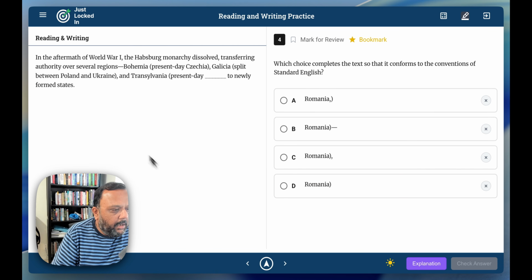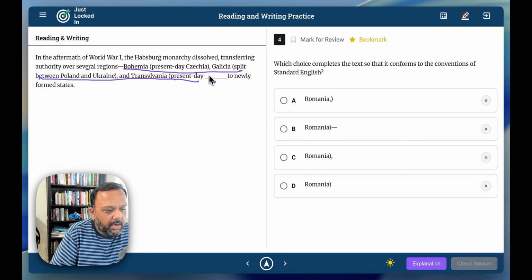Okay. In the aftermath of World War I, the Habsburg monarchy dissolved, transferring authority over several regions, Bohemia in present-day Czechia, Galicia, split between Poland and Ukraine, and Transylvania, present-day Romania, to newly formed states. So this whole thing here are examples of the several regions, right? And it is already set off by a dash, and therefore we close it with a dash, and this is the only option that has a dash.